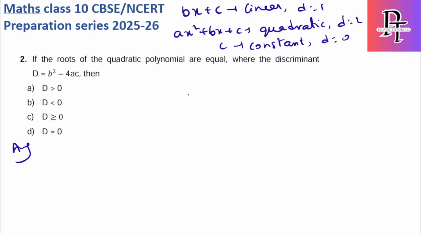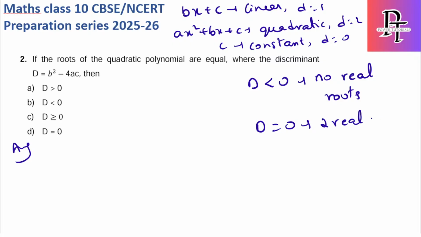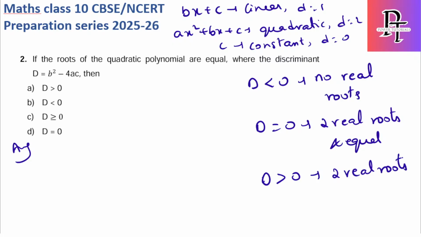Let's see the second question. If the roots of a quadratic polynomial are equal, then the discriminant. For this we have a total of 3 conditions. If the discriminant is less than 0, we call it no real roots. If the discriminant equals 0, we say there are 2 real roots, and those 2 real roots are equal. And if D, that is the discriminant, is greater than 0, then we call it 2 real roots and distinct. Distinct in the sense both are not the same.